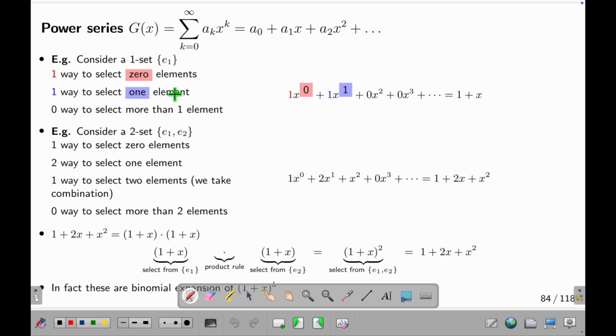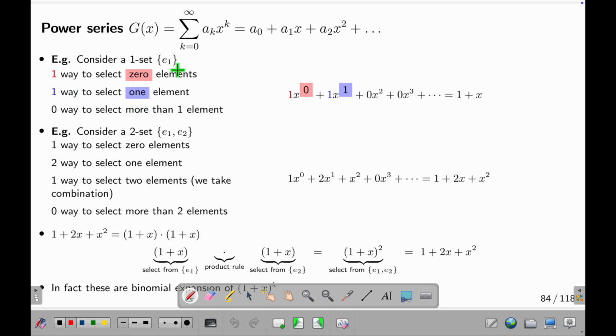And here is an example. Consider one set. That means only one thing, one object, one element. Element starts with E, so I call it E1. How many ways to select nothing? You have one way to do nothing. How many ways to select one thing? Your whole set has only one object, so one way. So you have one way to select nothing, and one way to make one selection.